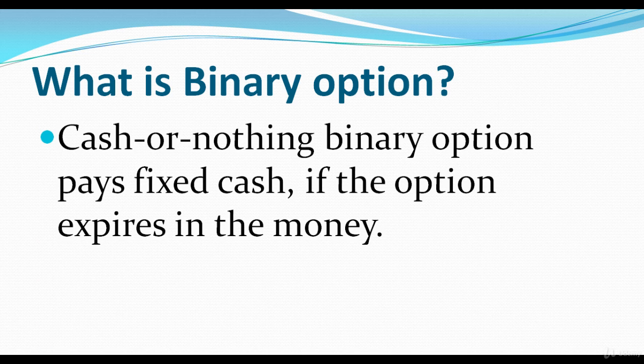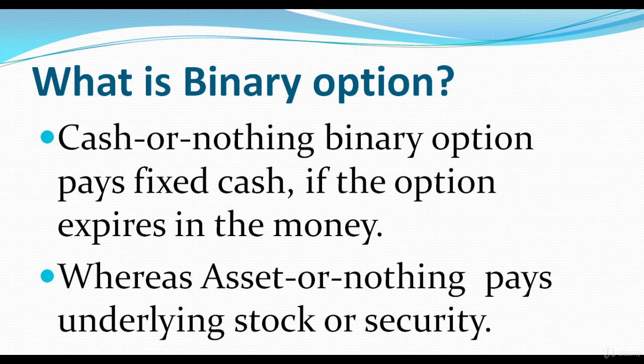Now, cash or nothing binary option pays fixed cash if the option expires in the money. To make it simple, there is a proposition that you believe the stock will go up. If your proposition is correct, if your assumption is correct, then you are paid fixed cash. If you're wrong, then nothing at all. Whereas asset or nothing pays the underlying stock or security. So if you're trading asset or nothing binary option, you don't get cash, you get the stock or asset on which you're trading it.